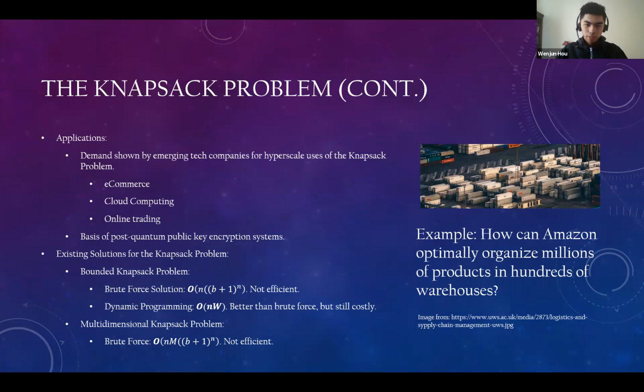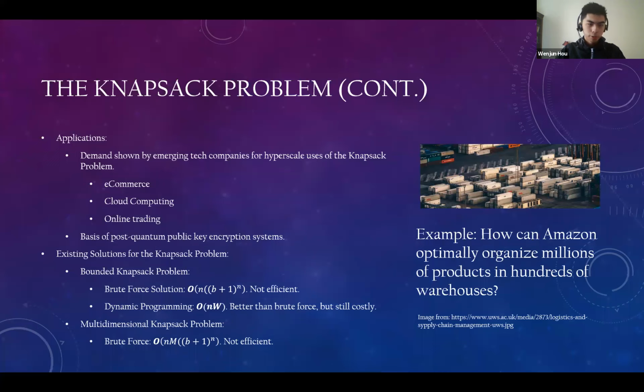For example, Amazon has millions of products with hundreds of warehouses, and they're trying to optimize the efficiency of their company and conserve floor space, of course. That's a large-scale application of the knapsack problem. With a normal computer, of course, you can't solve that problem very efficiently. And so also cloud computing and online trading.